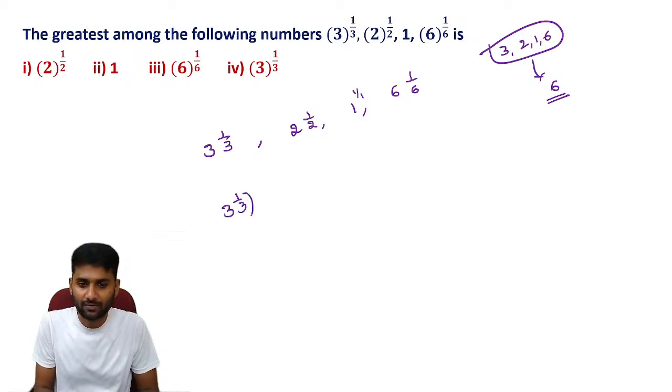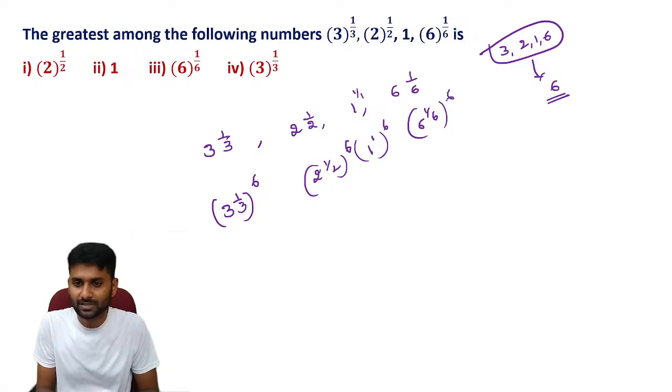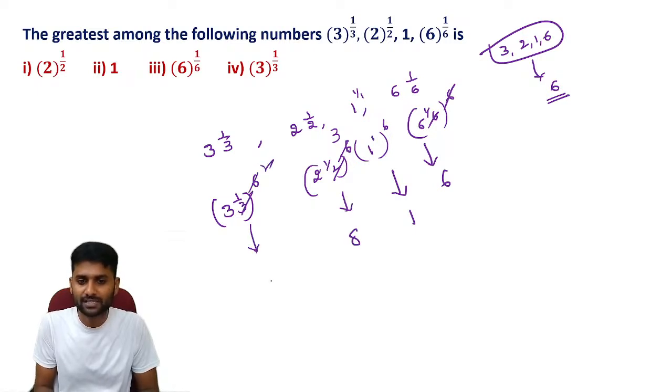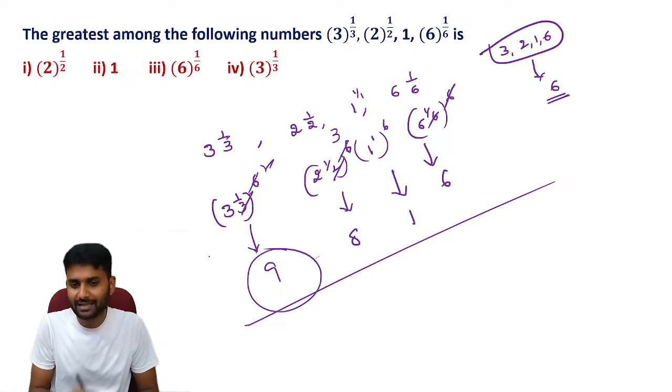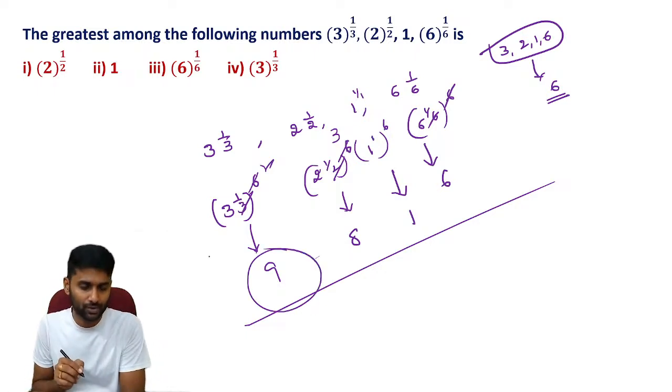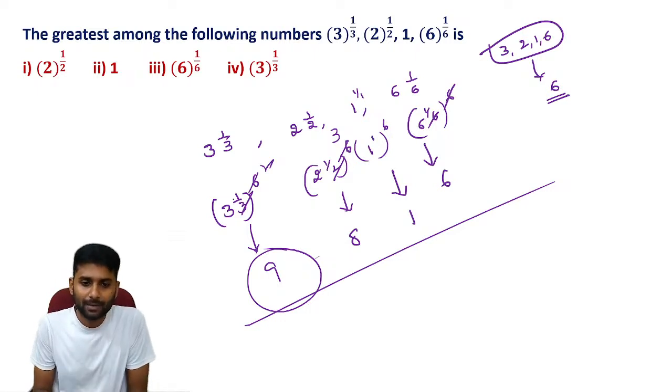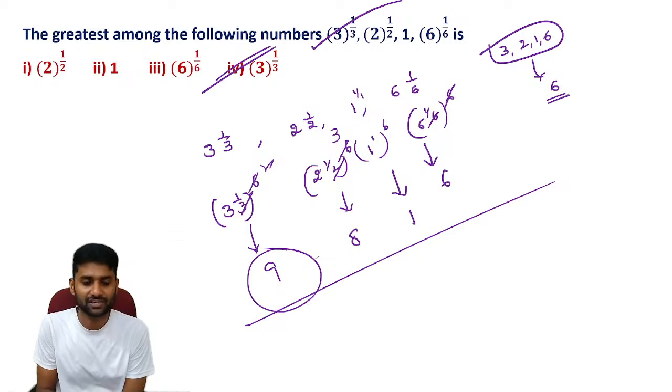Now see, 3^(1/3) whole power 6, 2^(1/2) whole power 6, 1^(1/1) whole power 6 and 6^(1/6) whole power 6. Just cancel, you will get 6 here, you will get 1 here. This is exactly 3 times. Now the value becomes 8. This is 2 times 3 square, which is equal to 9. If you go through all the comparisons, 9 is the highest number when compared to the remaining values. But according to the values here, 3^(1/3) is the highest.